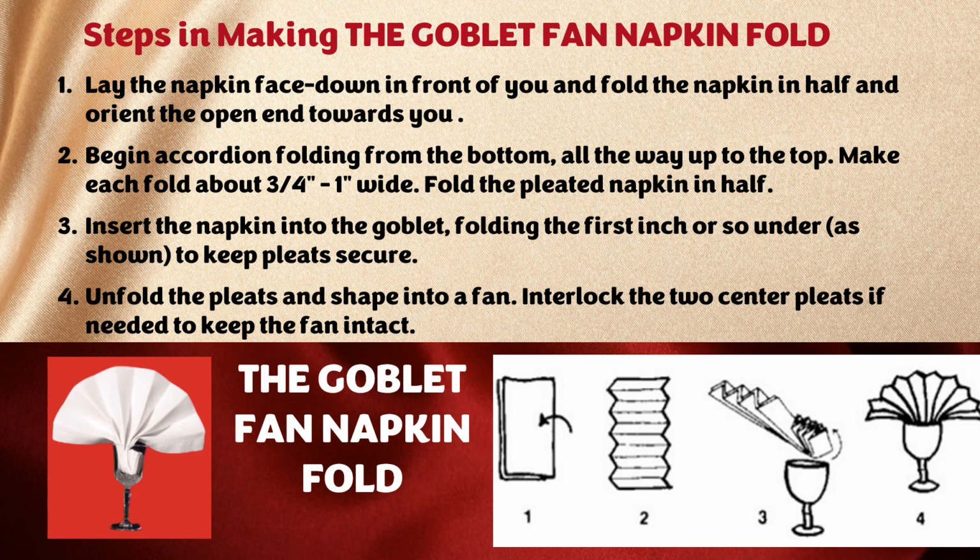Fold the pleated napkin in half. 3. Insert the napkin into the goblet, folding the first inch or so under, as shown, to keep pleats secure. 4. Unfold the pleats into the shape of a fan. Interlock the 2 center pleats if needed to keep the fan intact.